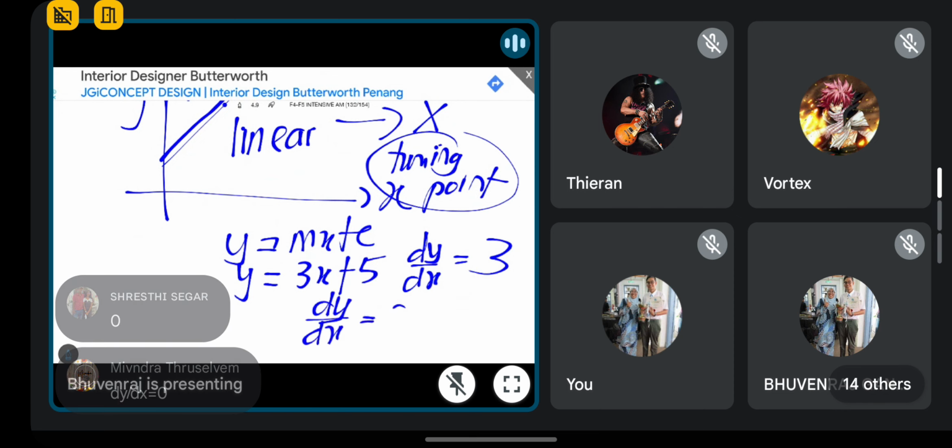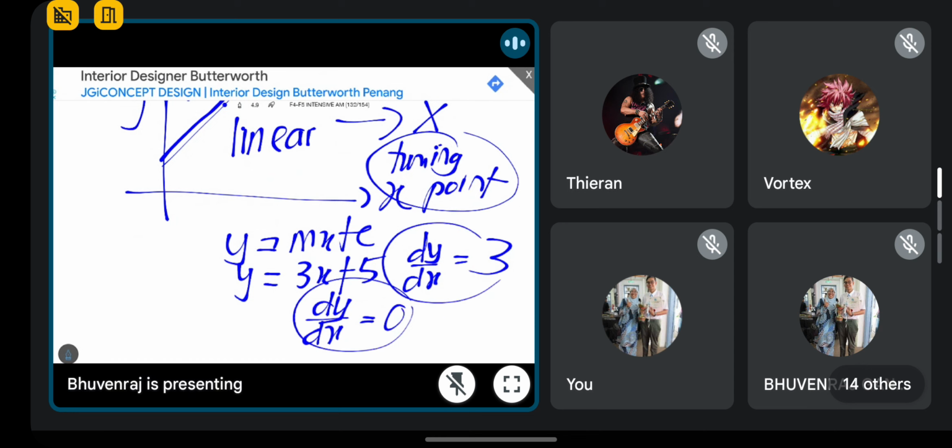Can you see guys? These two actually contradict each other. They are berlawanan. So that is why linear graph don't have turning point. Do you understand guys? Fungsi linear tak akan ada titik pusingan because of these two things over here. It is contradict, not equal.